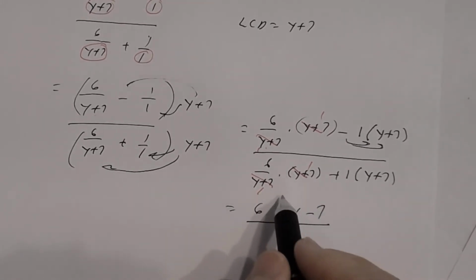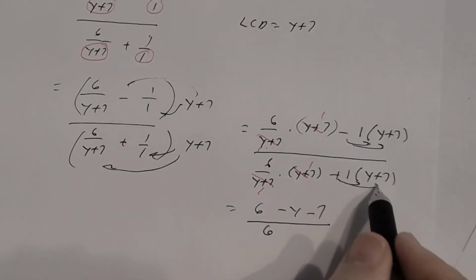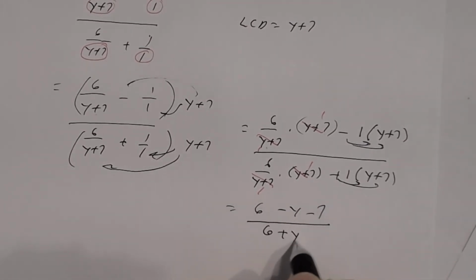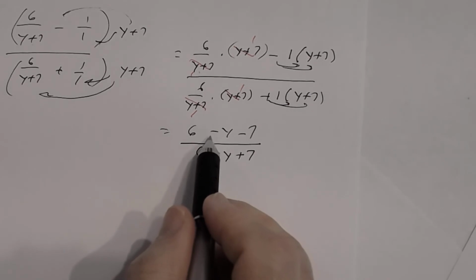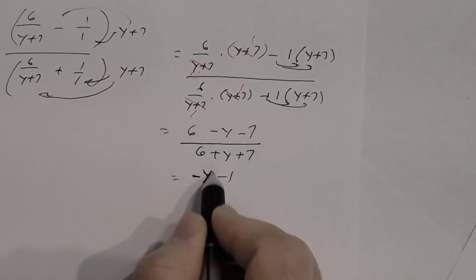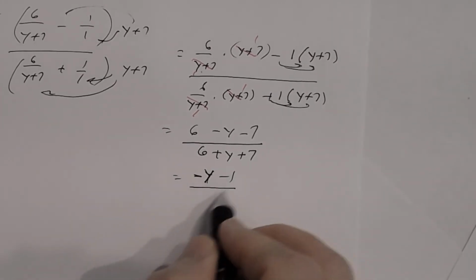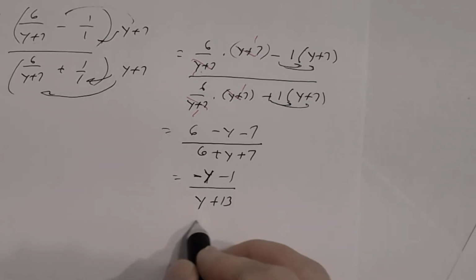Divided by, and in the denominator I get 6 times 1 is 6. Now if I distribute the positive 1, 1 times y is y, and then 1 times 7 is 7. And so therefore you get, let's see, negative y minus 1. Is that correct? In the numerator? And in the denominator, that looks like y plus 13. And that's about all you can do.